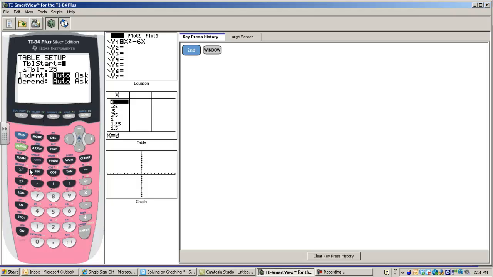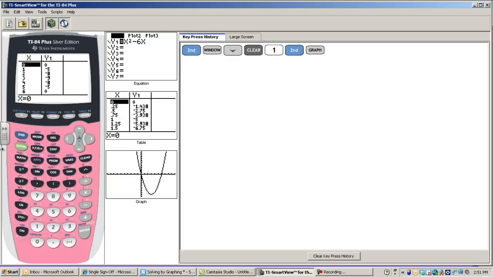So go back to second window, and this time we want our delta table, or our table start, to go by 1. So we want it to go by 1, 2, 3, 4 instead of counting by fractions. So now when you go to the table, second graph, we can see the numbers.